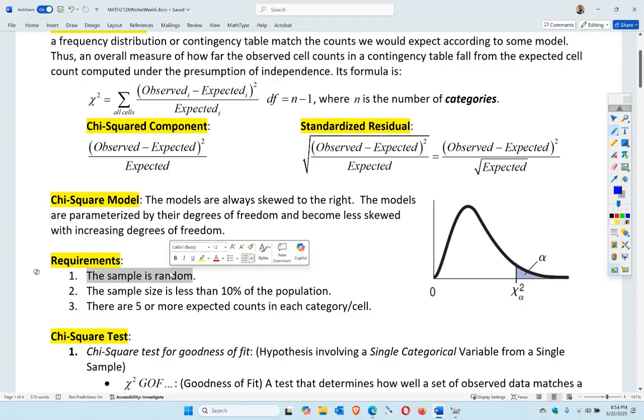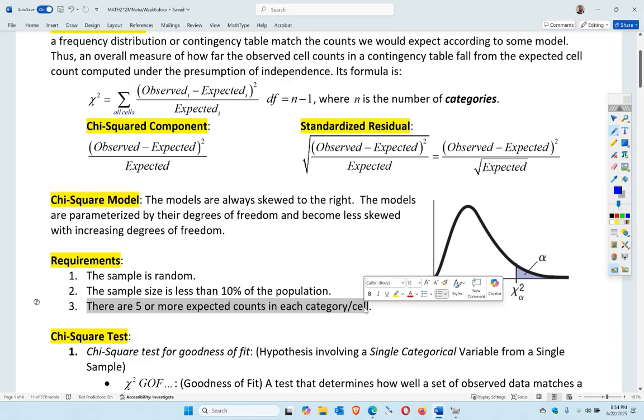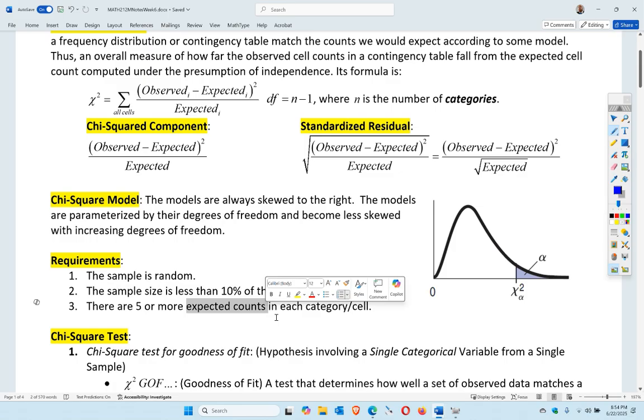So the sample has to be random, just like any other ones we've done in the past. The sample size is less than 10% of the population, right? So otherwise, independence as far as selecting, and then you need at least 5 or more expected counts. So the key is expected. So when you make your expected, it just has to be 5 or more. So not the observed, but the expected.